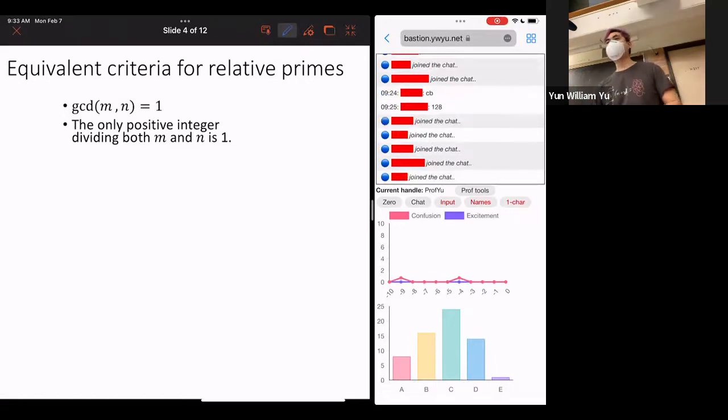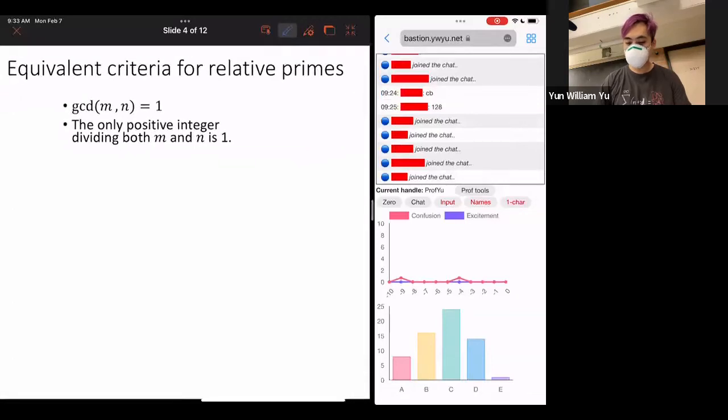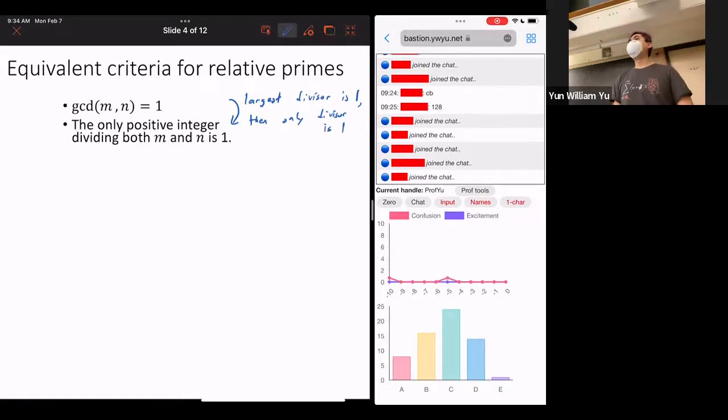Basically what we're saying is that 0 isn't going to be a divisor of anything, because 0 times anything is equal to 0. So basically, if the largest common divisor is 1, then the only divisor is 1, right? And so that means that there are a couple different ways we can test this.